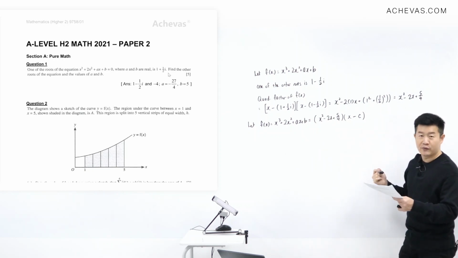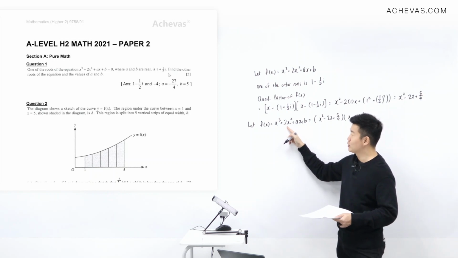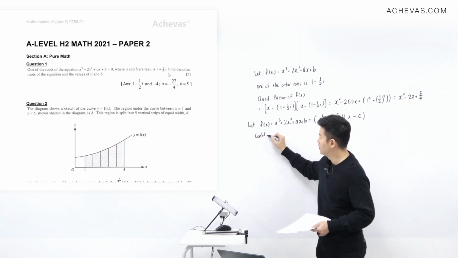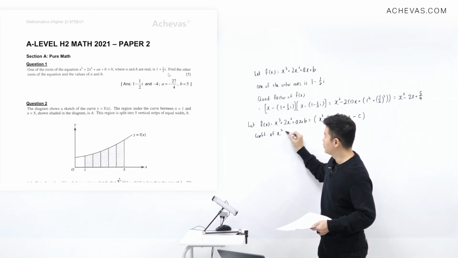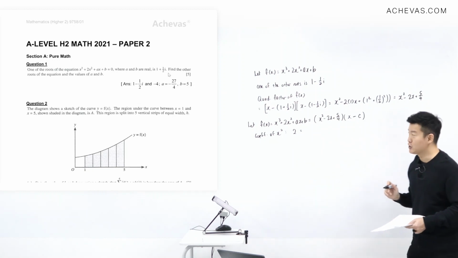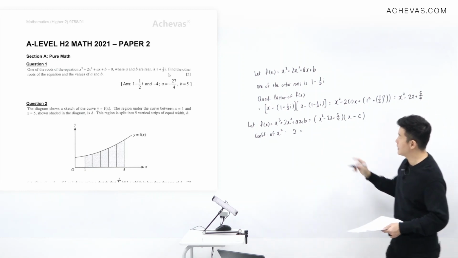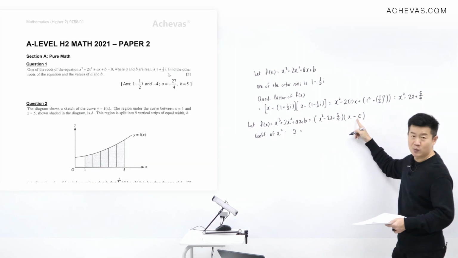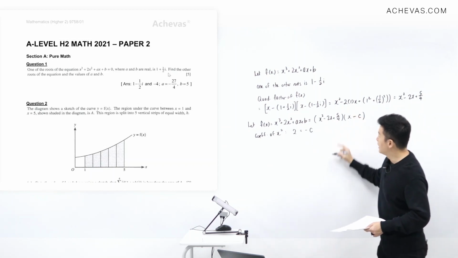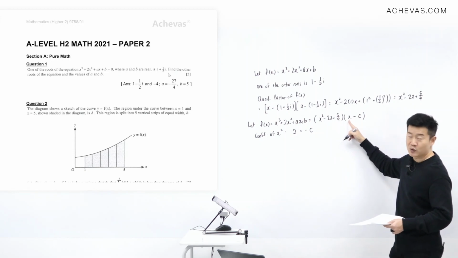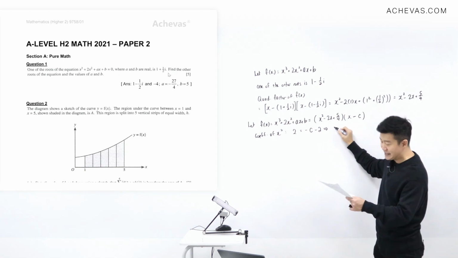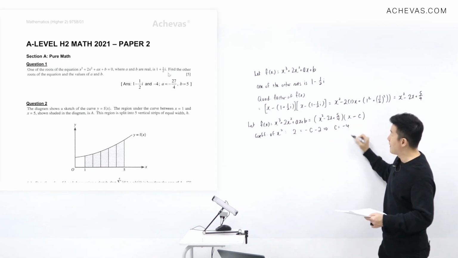I'm going to pick one of the coefficients to compare. Let's make use of x squared. So let's compare the coefficient of x to the power of 2. On the left-hand side, the coefficient is 2. Let's see what the coefficient of x squared is on the right-hand side. This multiplied by this will give me an x squared, so the coefficient is minus c. And this multiplied by this will also give me x squared, so the coefficient is minus 2. This gives me c directly. c is equal to minus 4.